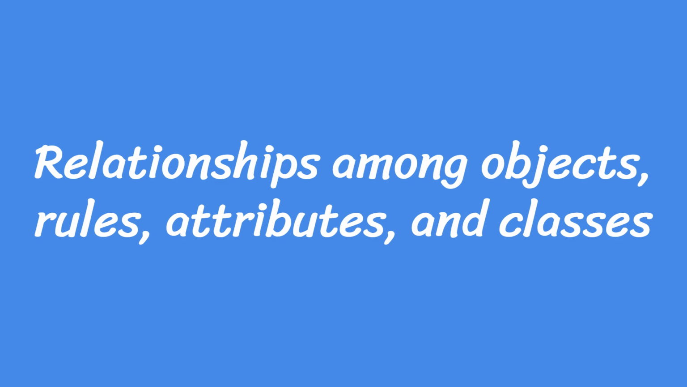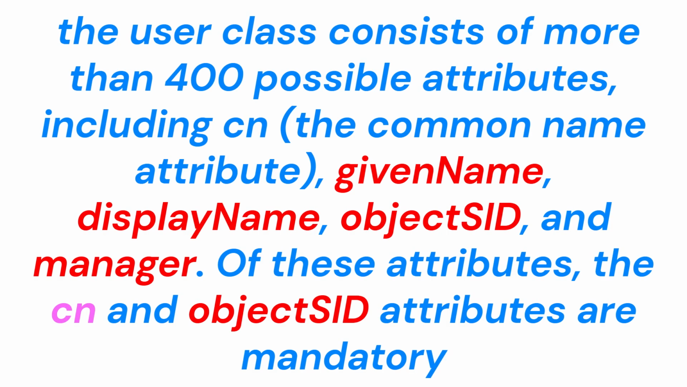Relationships among objects, rules, attributes, and classes. ADDS schema objects consist of attributes which are grouped together into classes. Each class has rules that define which attributes are mandatory and which are optional. For example, the user class consists of more than 400 possible attributes, including CN, the common name attribute, given name, display name, object's ID, and manager. Of these attributes, the CN and object's ID attributes are mandatory.